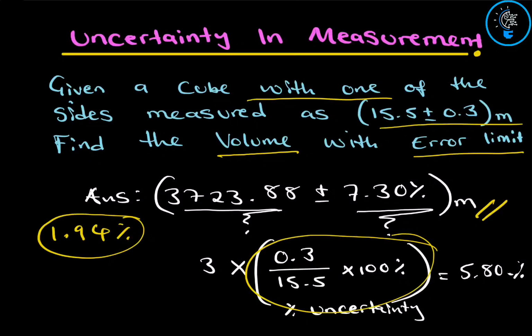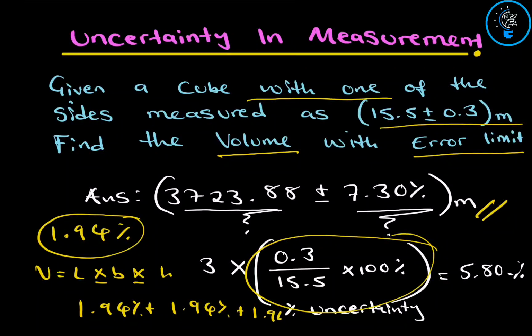Yeah, so now let's go back to that formula we did. The V is equal to L times B times W, or times H if you want. So on this formula, we know that it's multiplication, so we need to add the percentage uncertainties. So we need to add 1.94% plus 1.94% plus 1.94%, 3 times. Let's do it. So we're saying 1.94 plus 1.94 plus 1.94.